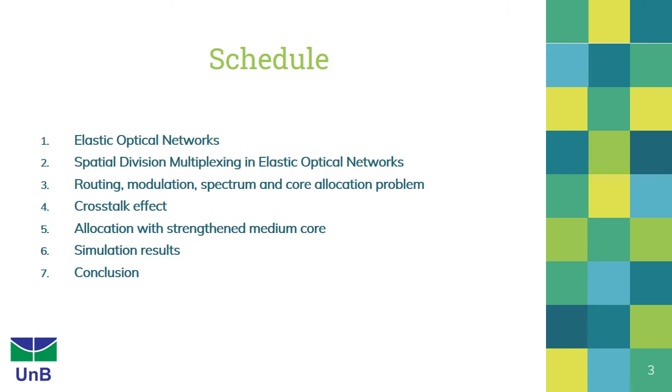This is our schedule. At the beginning, I'm going to show some concepts around elastic optical networks. After, I'm going to present some definitions of spatial division multiplexing, and I'll show you how this concept is applied in the elastic optical networks scenario. After, I'm going to show the definitions of the RMSCA problem and the crosstalk effect. After the crosstalk effect presentation, I'm going to present our proposal named Allocation with Strengthened Medium Core. And following, I'm going to show you some simulation results. And finally, I'm going to present the conclusions.